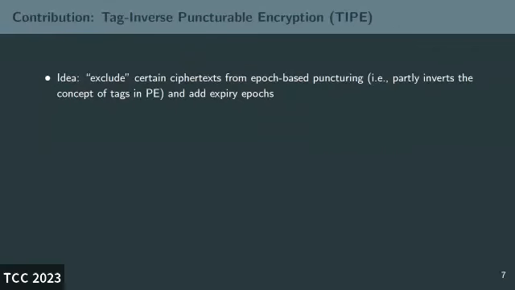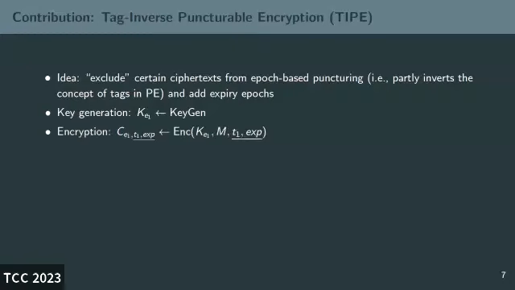And this is why this work introduces tag inverse puncturable encryption, or for short TIPE. So that's the main contribution of this work, to define this and to give a construction of this. And the idea is to start with epoch-based puncturable encryption, but exclude certain ciphertexts from the epoch-based puncturing, and also to add expiry epochs. So concretely, as before, key generation gives you a key for the first epoch, but encryption now also takes as new inputs a tag and an expiry epoch. And the tag has nothing to do with the epochs.